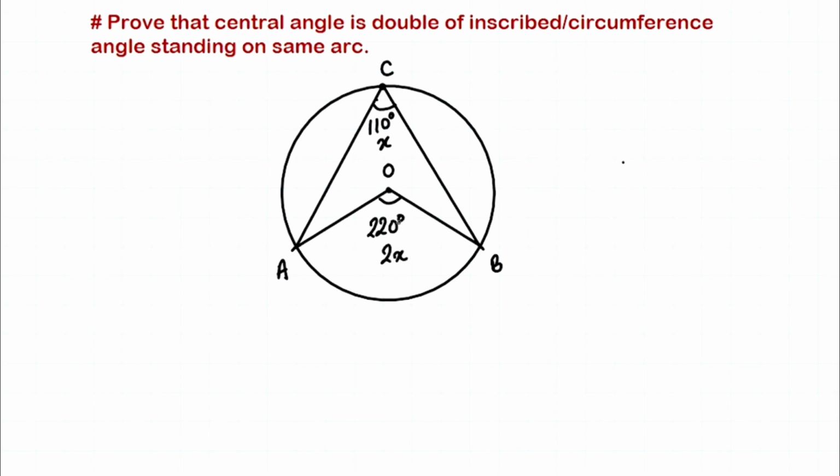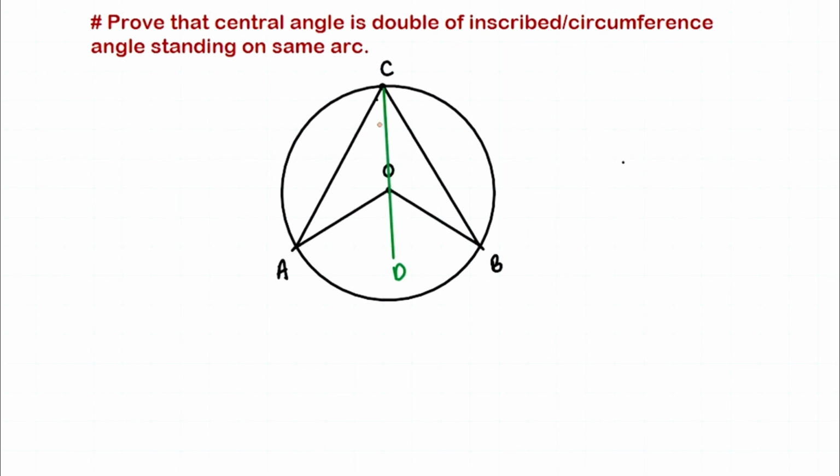So we need to prove that this central angle is double of this inscribed angle. I'll just erase those example things. To prove this theorem, we need to make a construction. We need to draw a line from this C in such a way that it connects with our O. Let's name this line CD. So we make a line CD passing through the center of the circle, O.